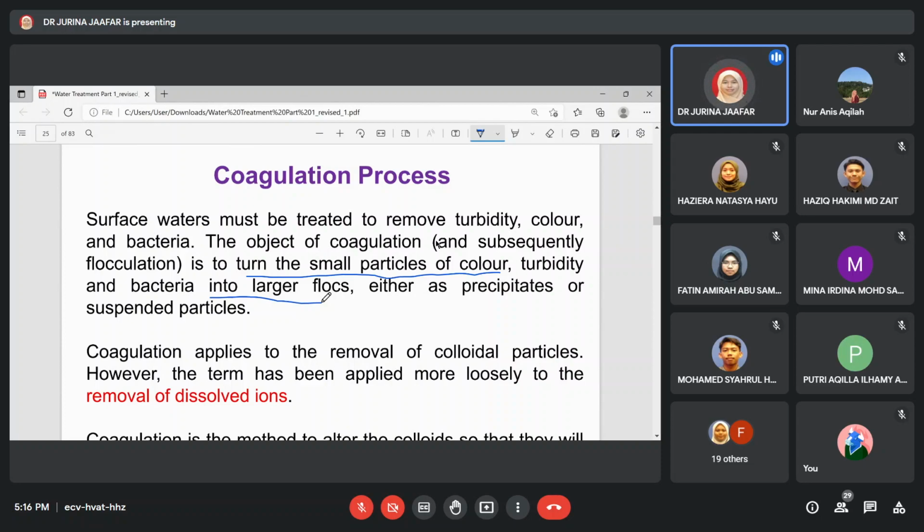Macam mana kita nak buat? Small particles ni kita akan jadikan dia sebagai bigger floc. Kita jadikan dia much more heavier, so ianya lebih mudah untuk settle down. So dia akan nampak as precipitate, and also suspended particles, and it will be removed in the sedimentation basin, it will settle down. So yang tu yang kita panggil selepas itu adalah sludge.